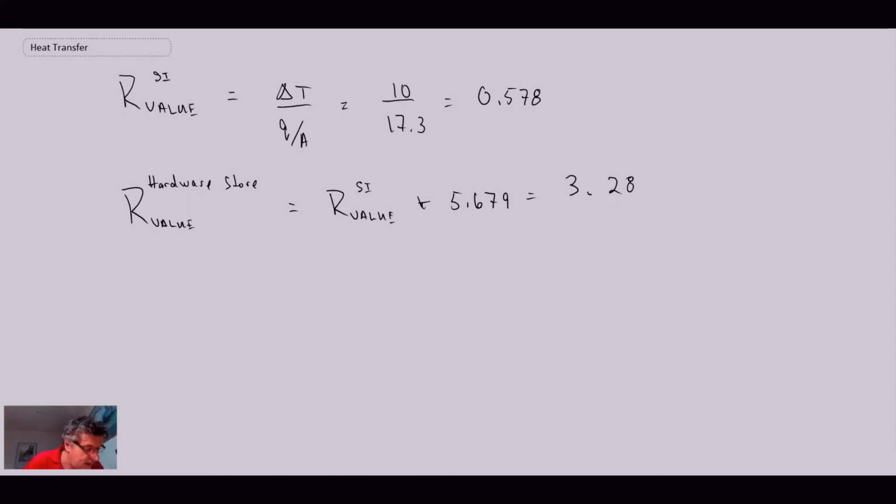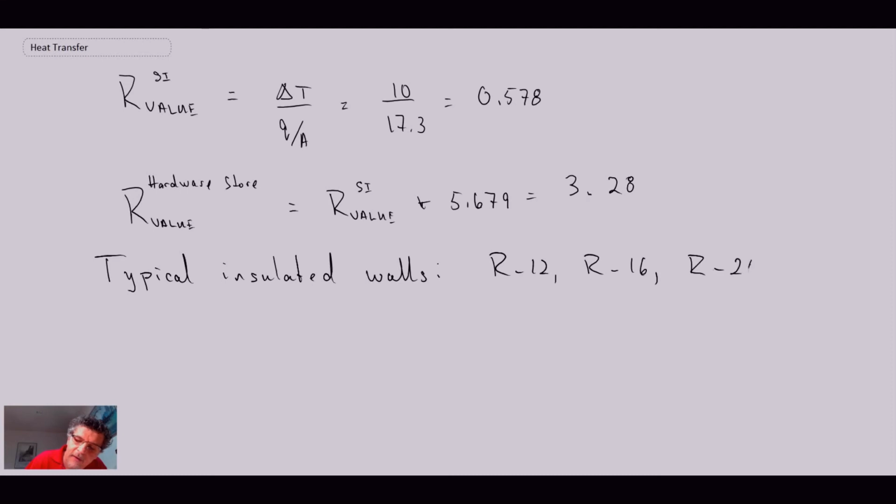Because typically, with typical walls, you have an insulated wall, you could have R12, R16, R20, and here we have R3.28, and so, no real surprise here, windows are not great insulators.